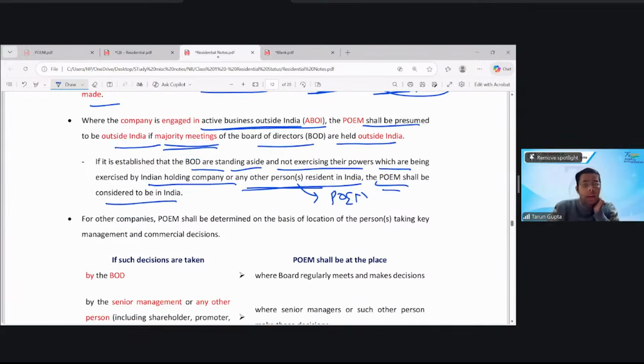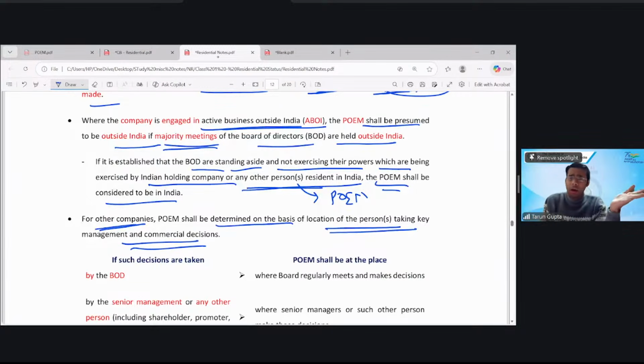Now, if the company is not engaged in active business outside India, we're talking about the other cases. For other companies, means companies who are not engaged in active business outside India, the poem shall be determined on the basis of the location of the person taking key management commercial decisions. Very logical. You don't need to remember. Everything is very logical. Even if it had not been there, you would assume it's the same. If the company is not engaged in ABOI, active business outside India, then where's the poem? Poem is the place where the key management decisions are taken.